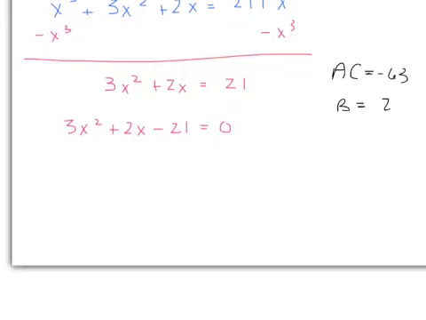9 times 7 is 63, and 9 and 7 differ by 2. Now, follow up. Which one's positive, which one's negative? Negative 7. Yeah, negative 7 and 9. Good, because we want it to be a positive 2, don't we?